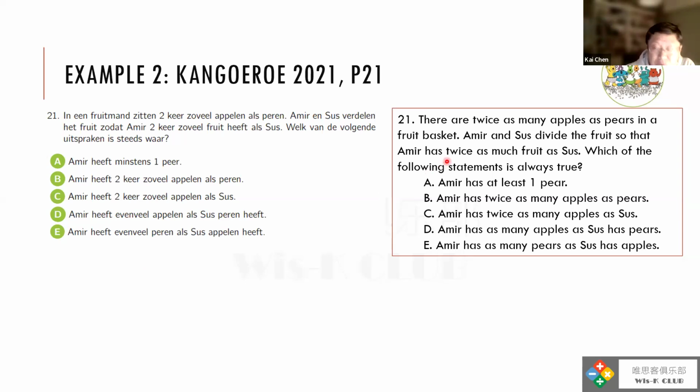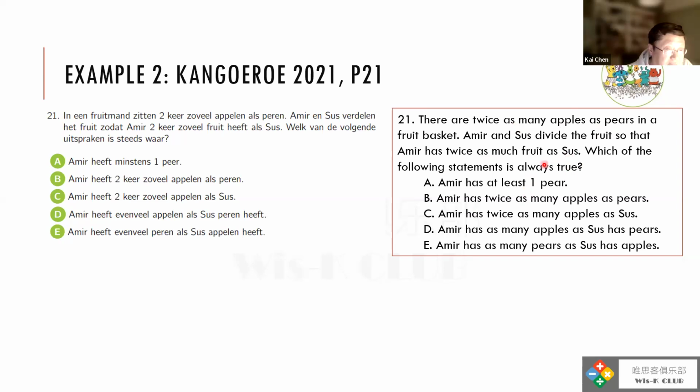So in this question, it's telling us there are, in the basket, twice as many apples as pears, meaning that the number of apples is double the number of pears. And Amir and Sus divide these fruits, and Amir has twice as much fruit as Sus. So twice as many apples as pears, and Amir has twice as much as Sus. Which of the following statements is always true?